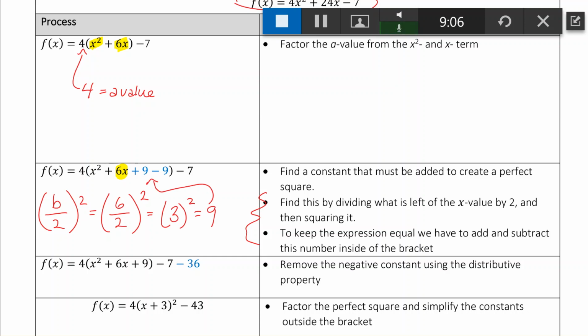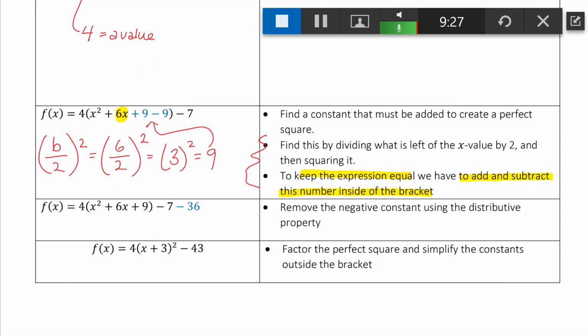So once you've plugged in that b value, you've solved that small little formula and you get a value. You're going to keep the expression equal by adding and subtracting the number inside of the brackets. And that's what you see there in blue as plus 9 minus 9.